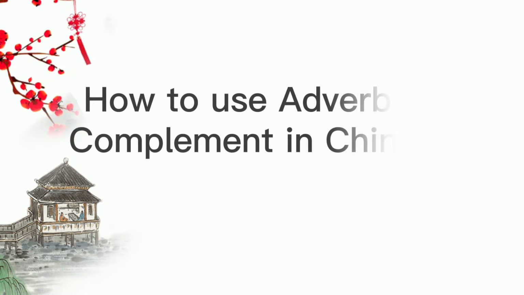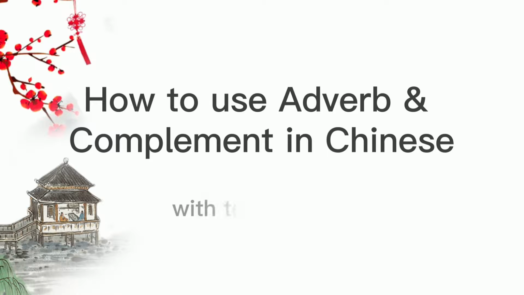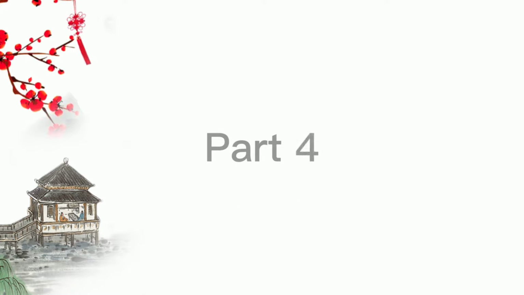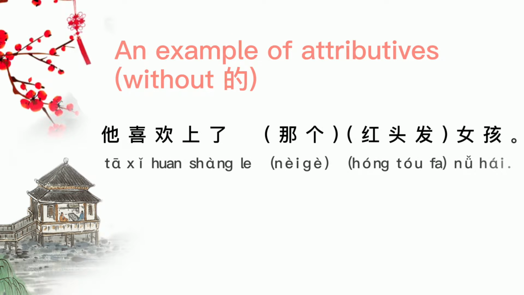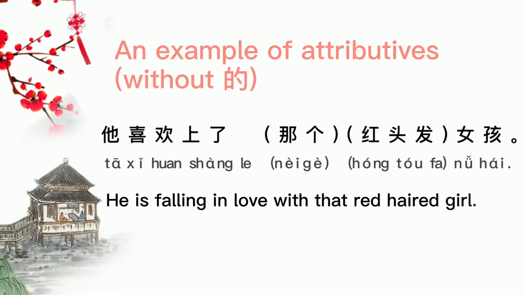I'm Teacher Anna. In our last video, we talked about the attributives with the particle 的. Then, here is also an example of attributives without the 的. Part 4. 他喜欢上了那个红头发女孩。He is falling in love with that red-haired girl.